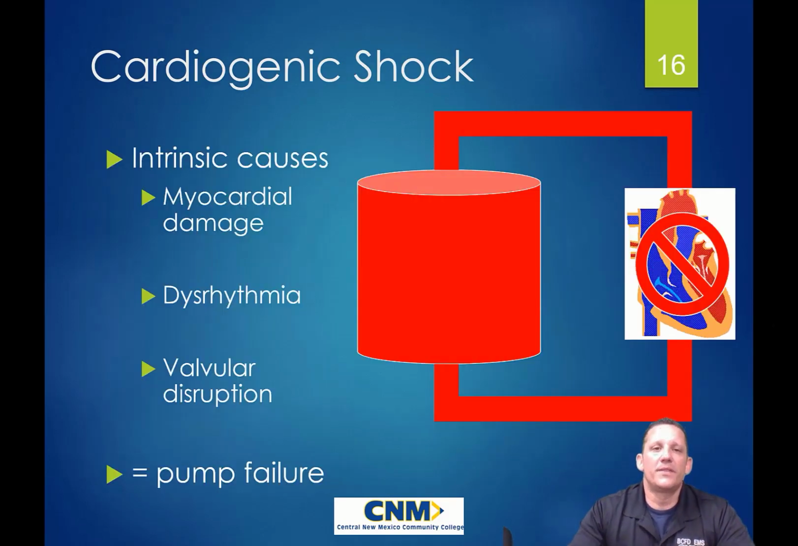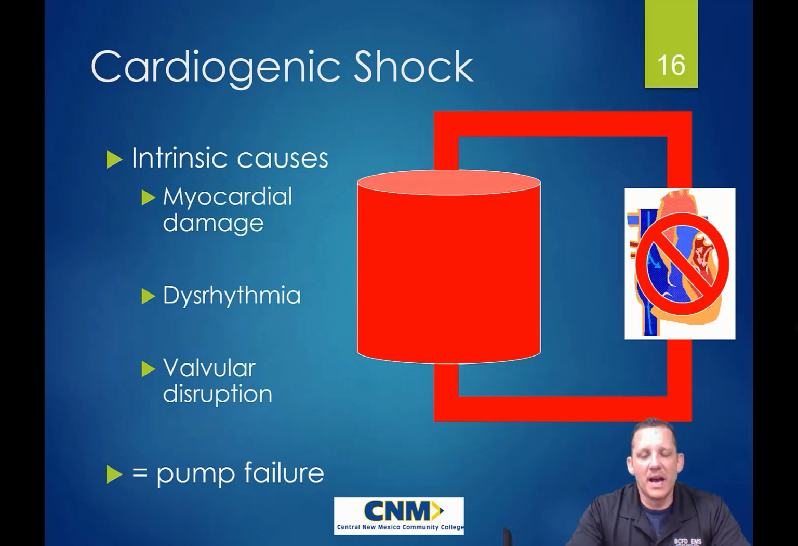So we're going to talk about a couple different types of shock. The first one is going to be cardiogenic shock. This is internally caused, right? And intrinsic means internal, or like it's inside of itself. And that's myocardial damage. So I kind of touched on that, right? We have an MI. We lose a big chunk of heart tissue. It's no longer able to do its job.